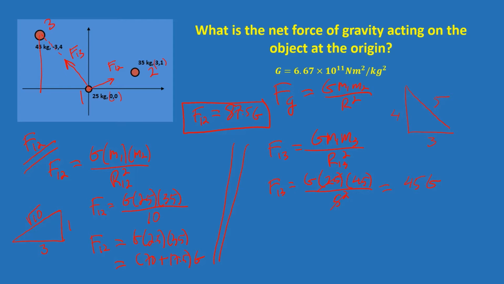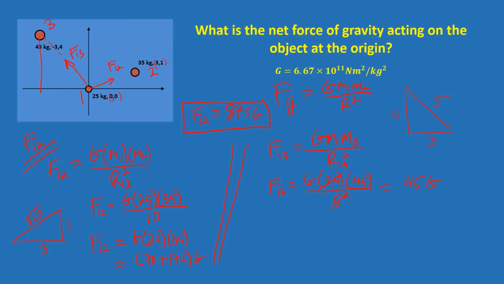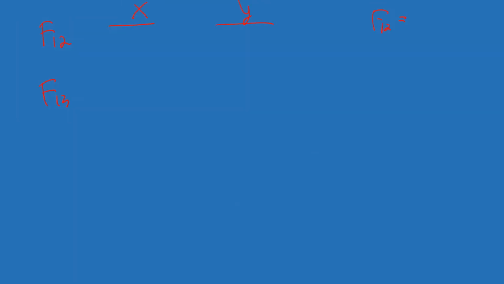Okay, so these are going to be the two forces acting on them, but now we need to figure out what about the net force acting. What we need to do now is break these forces into components. We're going to have an F12 and an F13. We're going to have an X component and a Y component. So what was F12? F12 was equal to 87.5 G. And F13 was equal to 45 G.